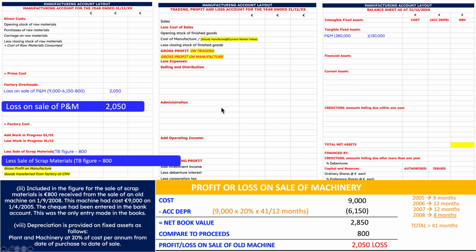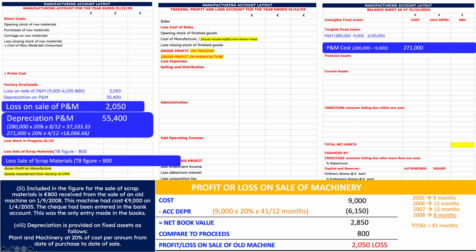Right, so then we will adjust the cost of plant and machinery in the balance sheet. So we've got rid of that plant and machinery, the cost was 9, so we take the 9 away here. So our new cost there is 271. Now that we know our new cost, we can work out what the depreciation charge is for the year, because it's to be provided at 20% per year of cost per annum from date of purchase to date of sale.